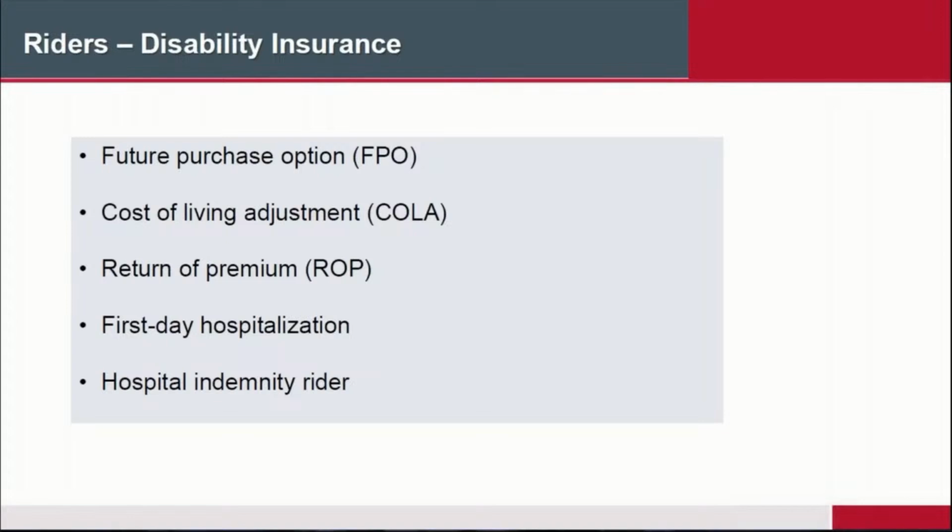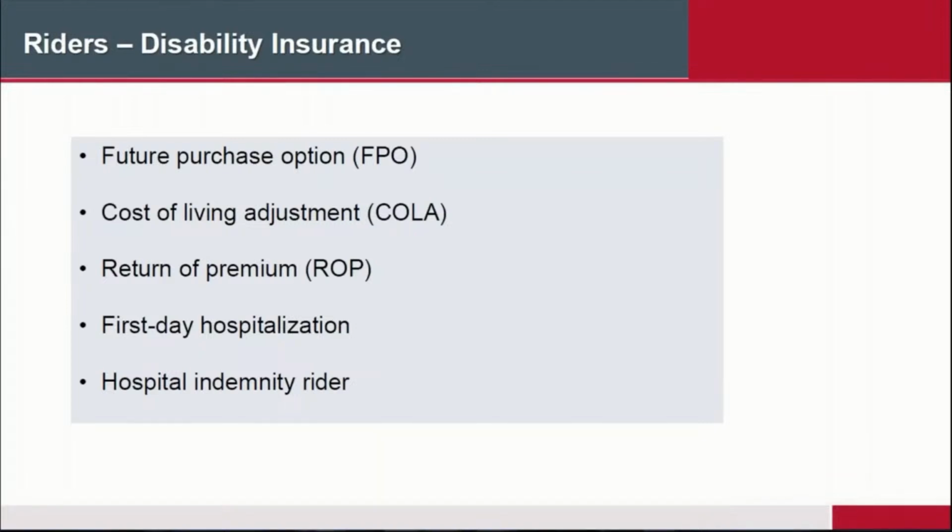So the future purchase option, on the exam, they're going to give you a question. Jack Smith has got this, that, and the other, but he's concerned about the fact that in the future his income will be increasing, and he wants to make sure that he can buy more insurance in the future. What option should you add to his plan? The answer is future purchase option.